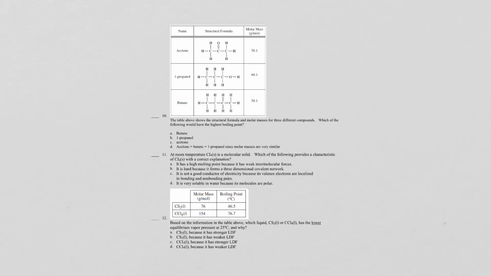For 17, which of the following substances involves the breaking of covalent bonds in order to melt? NaCl, we can, as we could see, oops, sorry about that.